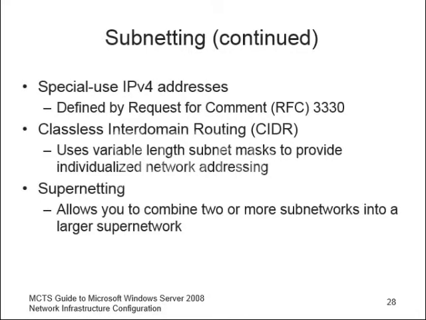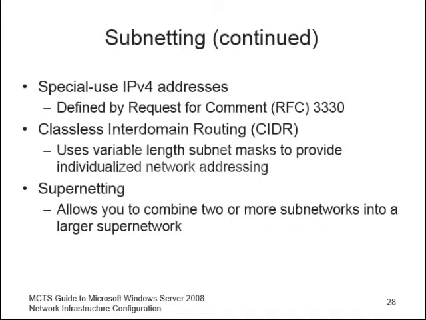The current method for IP address allocation is classless interdomain routing, or CIDR. The CIDR system deals with the limitation of classful addressing by allowing the allocation of IP addresses based on need, not general classification. CIDR uses variable length subnet masks to provide individualized network addressing. Note that CIDR provides a different notation for writing an address.